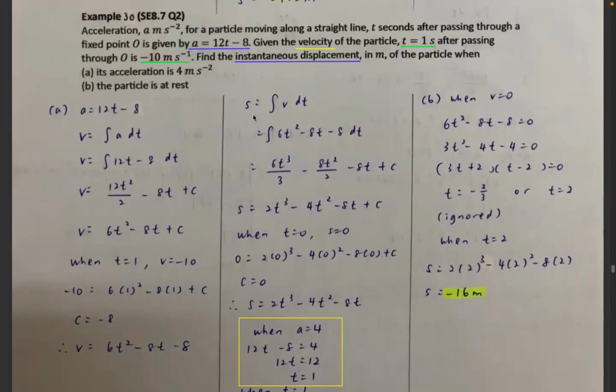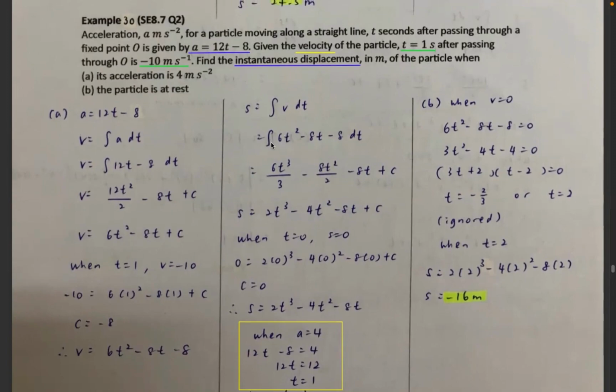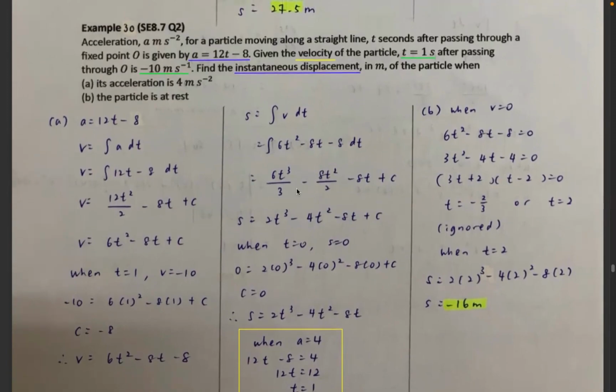So let's continue. From the velocity function, when we want to find the displacement function, we have to do integration again. So integrate 6t squared minus 8t minus 8 dt. After we do integration, there is a plus c again.